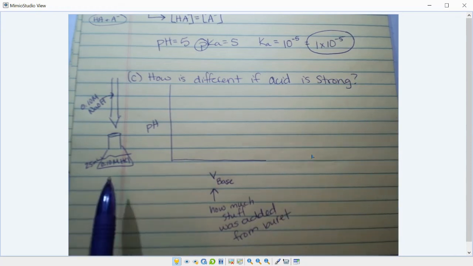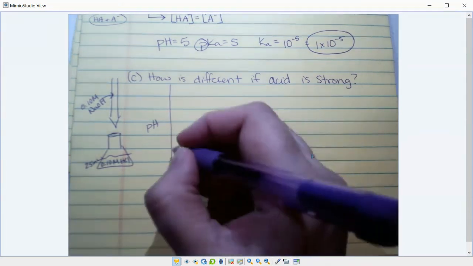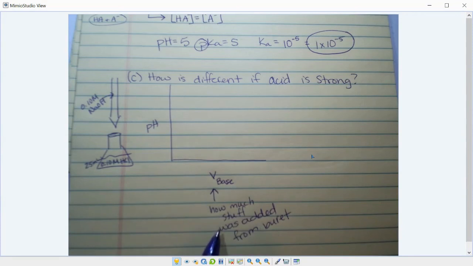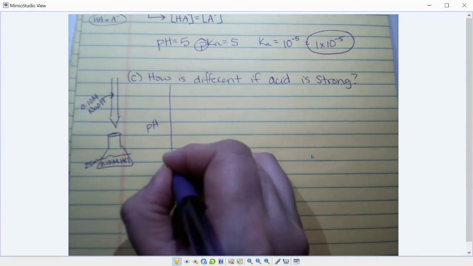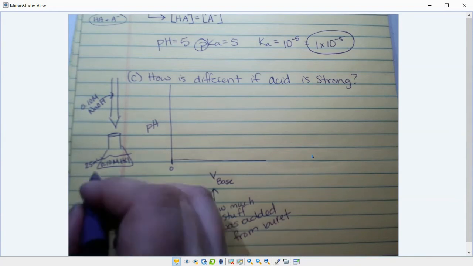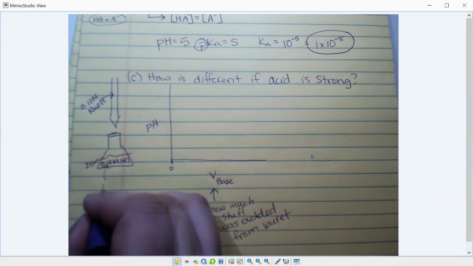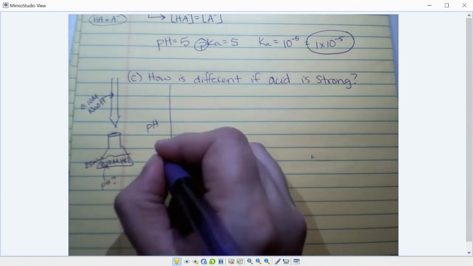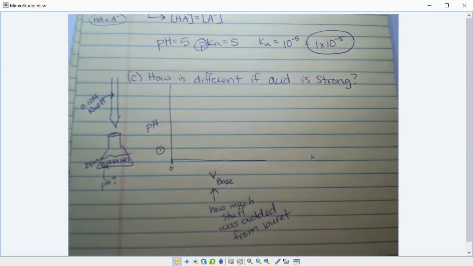So the first point that we can graph just by doing some simple math is, what is the pH before we add anything from the burette? Like, what is the pH where this volume is 0? And so all that really means is, what is the pH of the stuff that's in here? So that's 0.1. So that's somewhere over here.